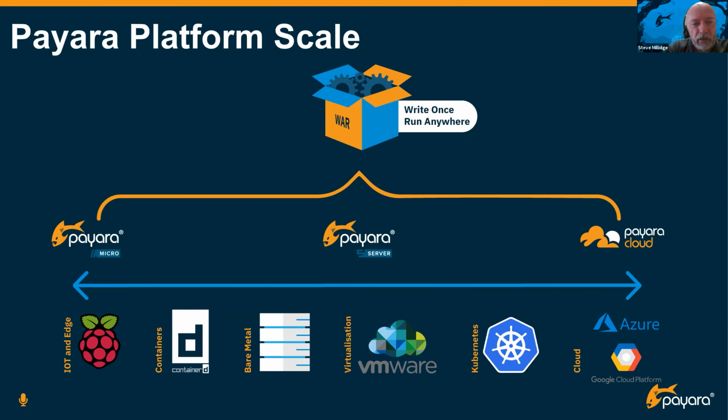onto, for example, Payara Micro could be deployed on an edge device. It should be able to be taken and run in a container using Payara Micro or Payara Server container images. Obviously, it supports bare metal and virtualized infrastructure, but then similarly, in the server layer, we can do a lot of work to make sure we support Kubernetes well.